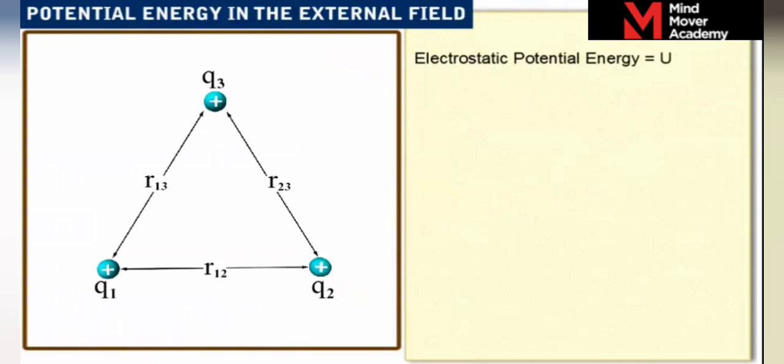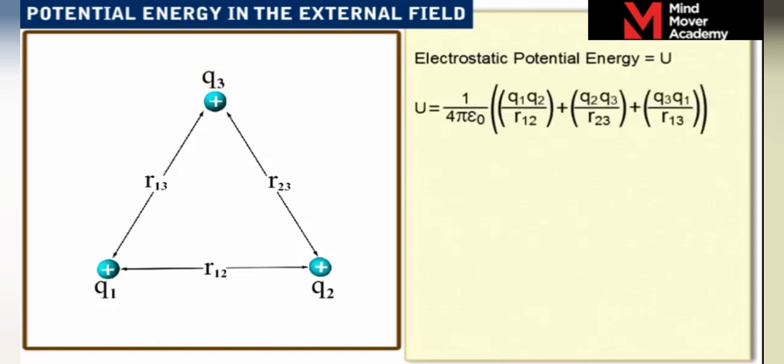We know that electrostatic potential energy U for a system of 3 charges Q1, Q2 and Q3 can be calculated using the formula U is equal to 1 by 4 pi epsilon naught into Q1 Q2 by r12 plus Q2 Q3 by r23 plus Q3 Q1 by r13, where r12 is the separation between Q1 and Q2, r23 is the separation between Q2 and Q3, and r13 is the separation between Q1 and Q3 respectively. Let us label it as equation 1.